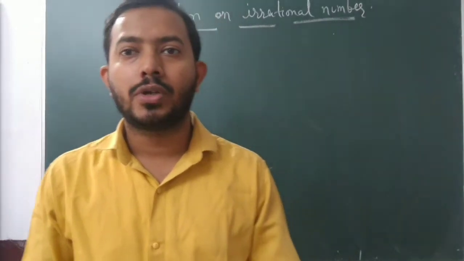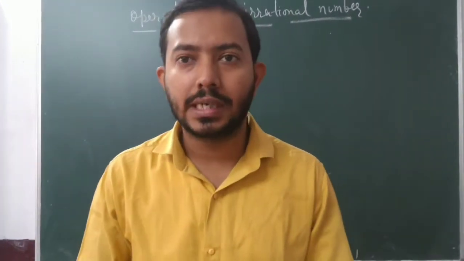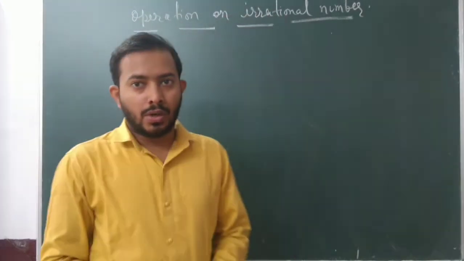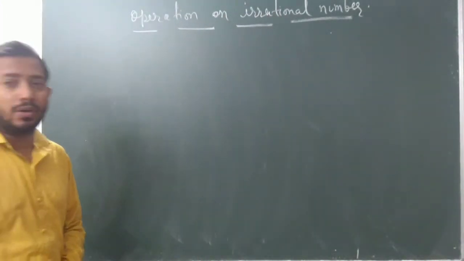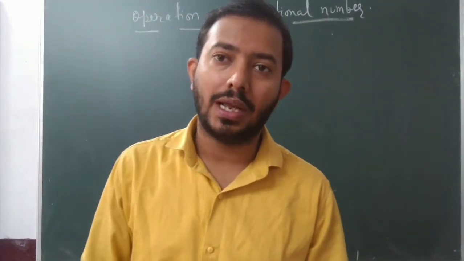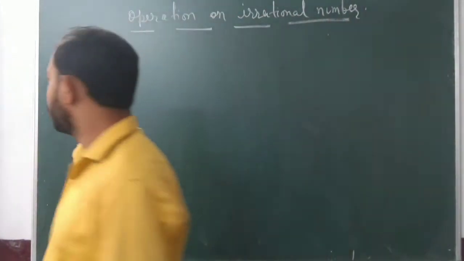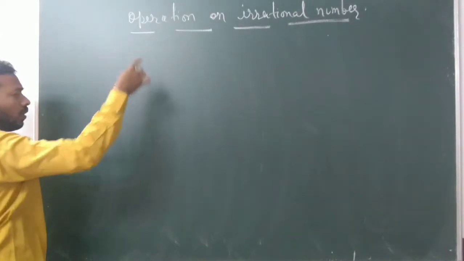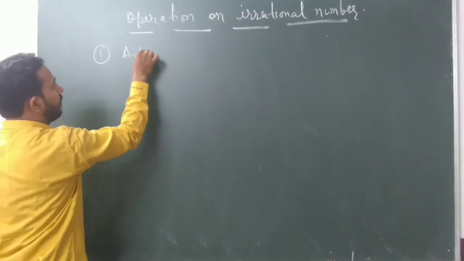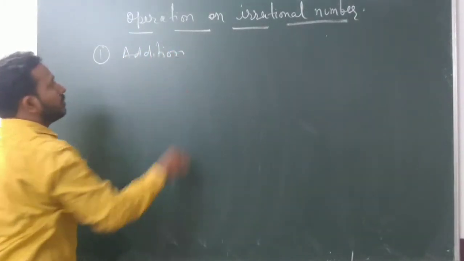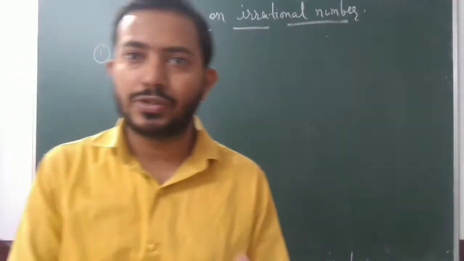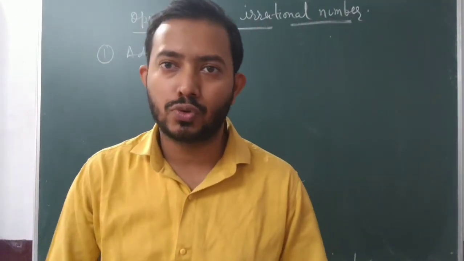Namaste students. Today we are going to see operations on irrational numbers for class 9. In operations we have addition, subtraction, multiplication and division. Today we are going to see all of them. First we will go for addition of two irrational numbers. We'll take two irrational numbers and see how to do the addition.